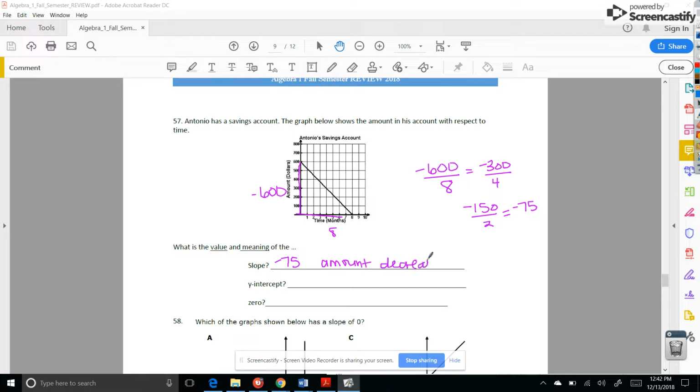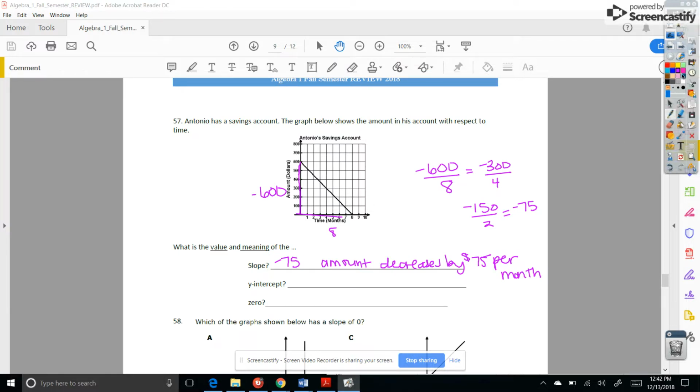decreases by $75 per month. The y-intercept is 600, and that's where he started. Zero, 600. That's his starting amount.